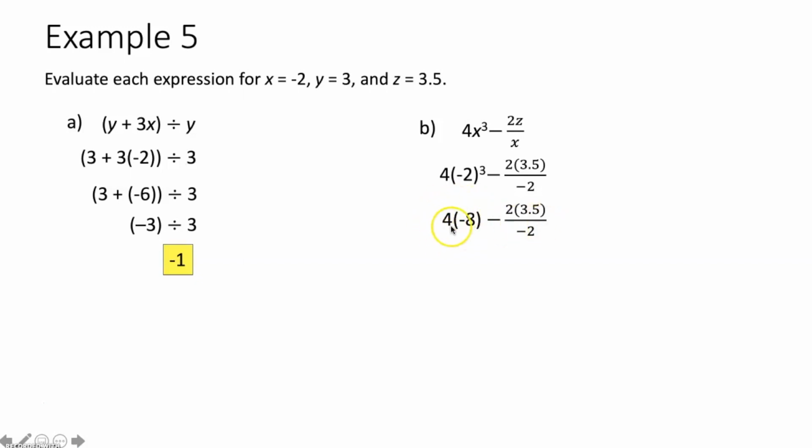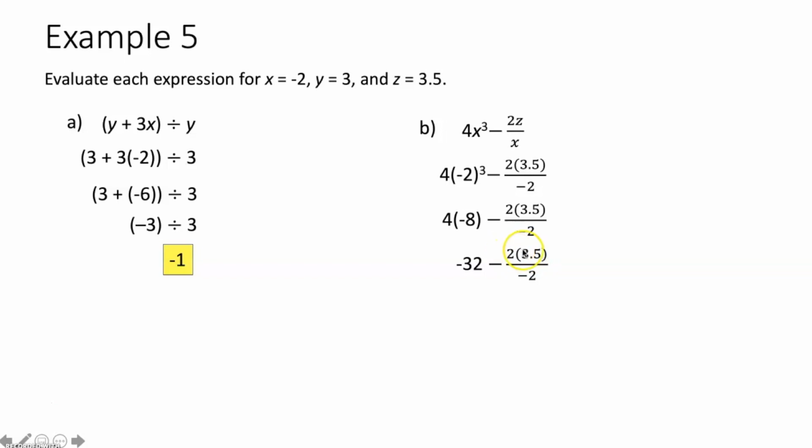So we're going to start over here on our left. We have 4 times -8. Multiplying two numbers together that have different signs, we're going to get a negative number. So 4 times -8 is going to give you -32. We then move to the right side of our expression where we have a fraction that has something in the numerator that needs to be simplified. So we simplify that first, then we can divide.